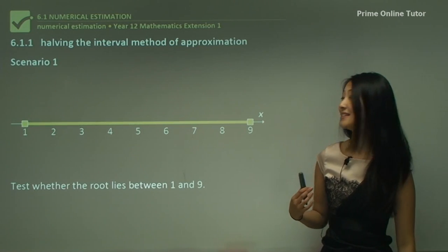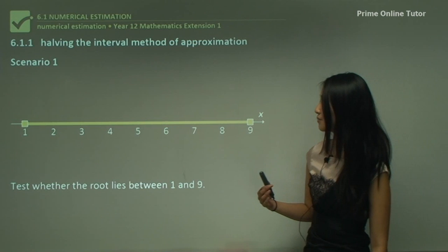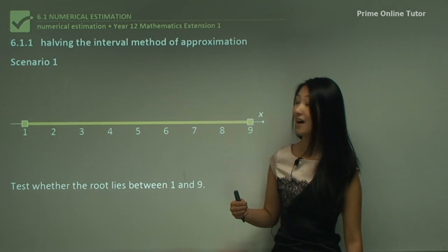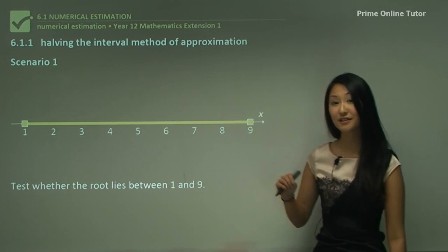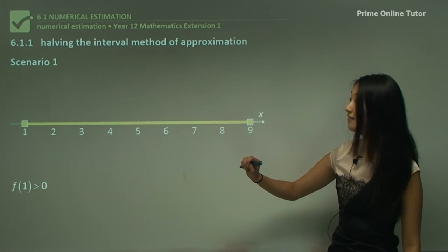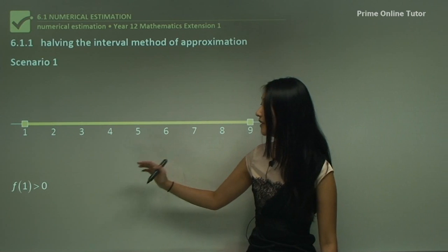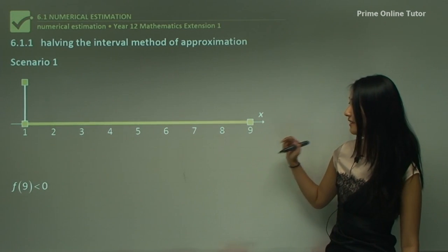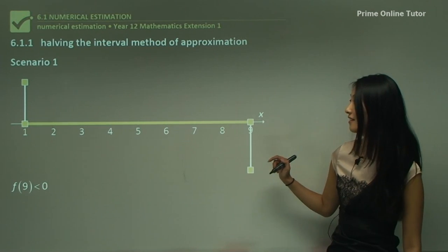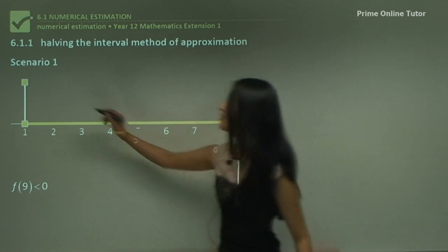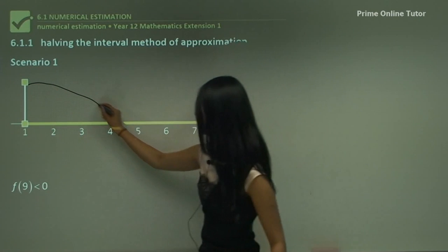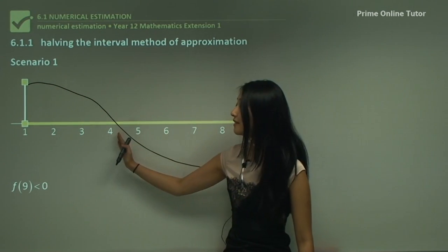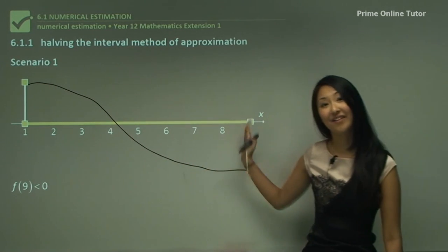So here we have scenario 1, and we want to test whether the root lies between 1 and 9. So this is just us trying to get familiar with the halving the interval method. So firstly, all you need to do is test 1, substitute it into the equation. You find out that it's greater than 0. And you test 9 and find out that's less than 0. So we get a general idea that this graph looks something like this, okay? So this root has to lie anywhere between 1 and 9.